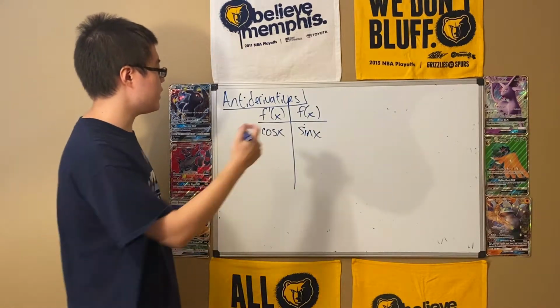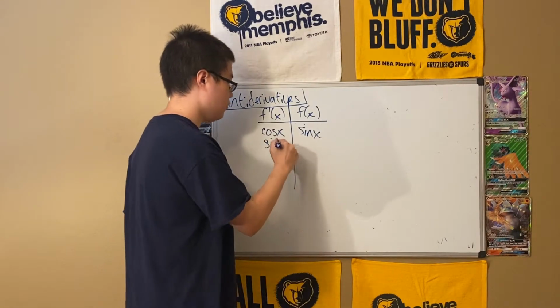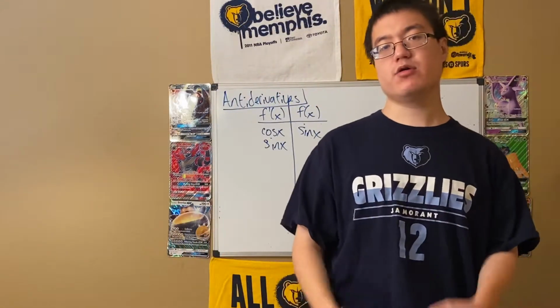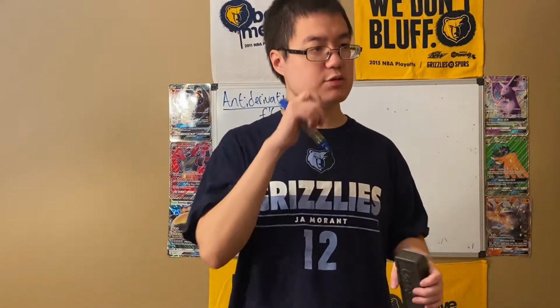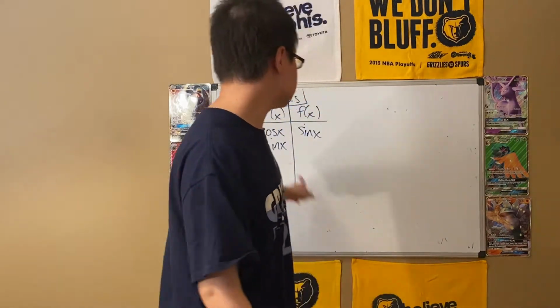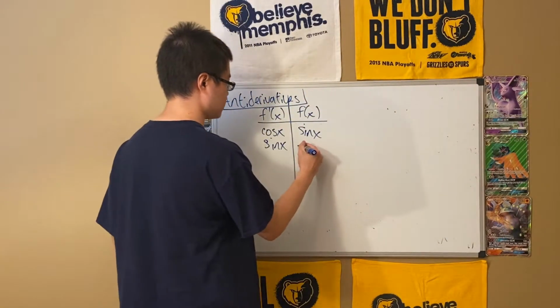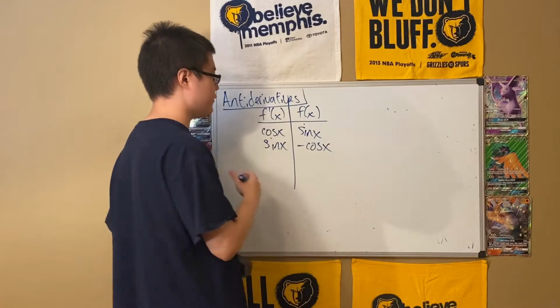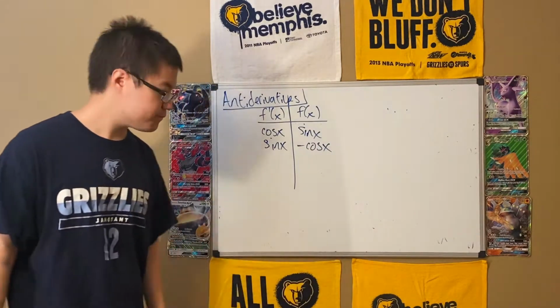Let's keep going. What about the antiderivative of sine of x? Well, I know the derivative of cosine of x is negative sine of x. So what function has derivative just sine of x? That's going to be negative cosine of x. So again, thinking backwards from derivatives isn't the worst thing in the world.